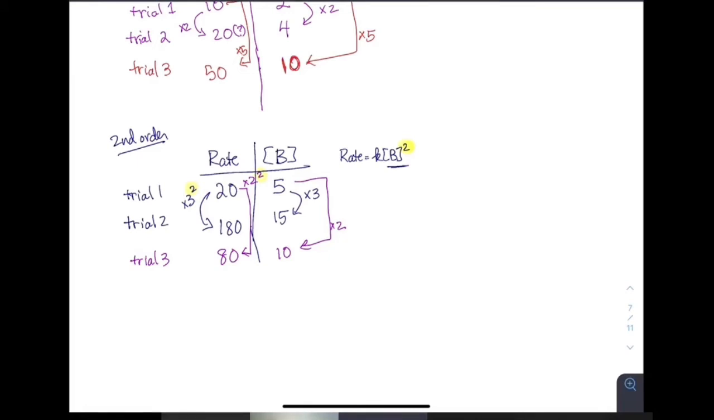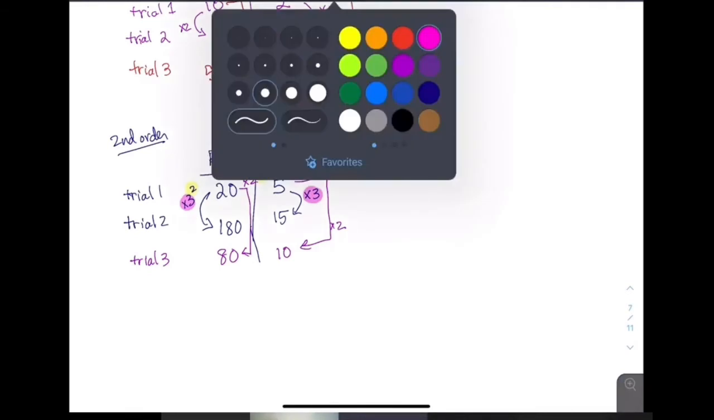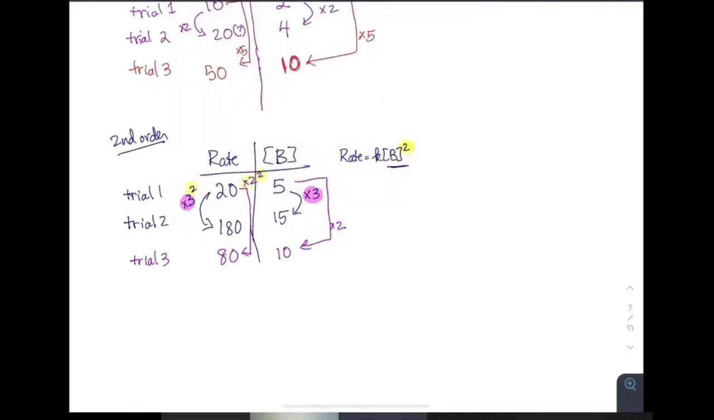And just to be clear, let me make sure this times 3 is because that's times 3. This times 2 is because that's times 2. That one's a little hard to see. Let me make it a little darker. That times 2 is because that's times 2.